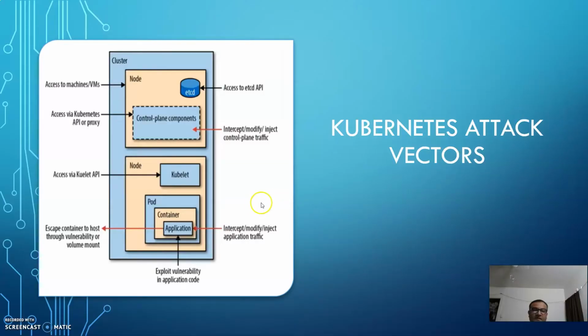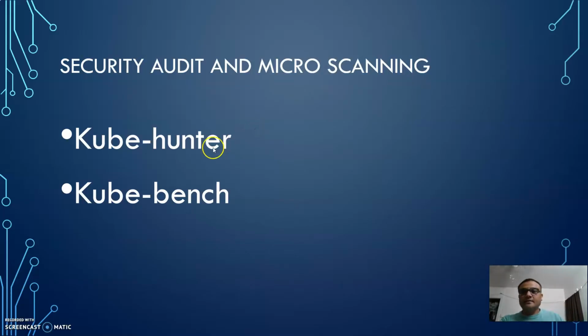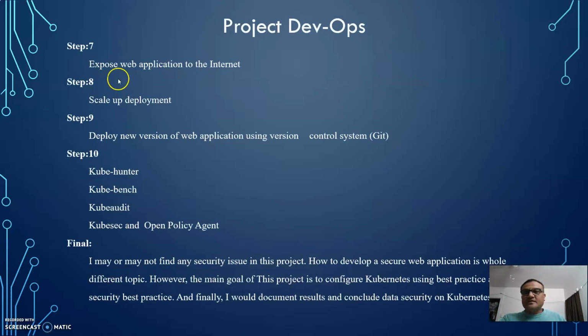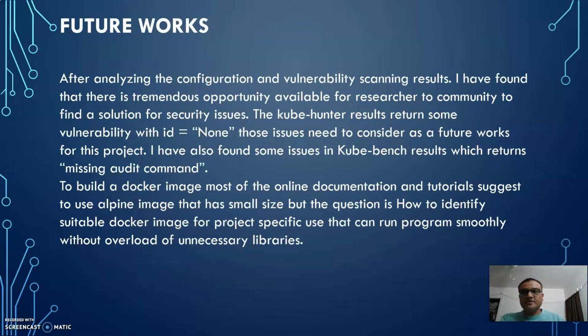Kubernetes attack vectors. If we have a loose or faulty configuration, these are the aspects where attackers can attack. KubeHunter and KubeBench are the tools for the security audit which I have used in this project. These are the steps towards finishing the practical work of the project.